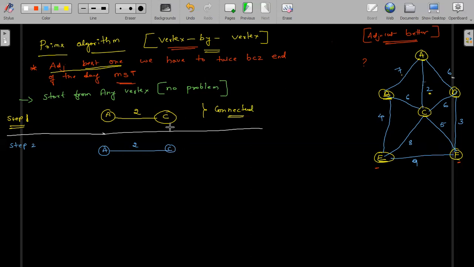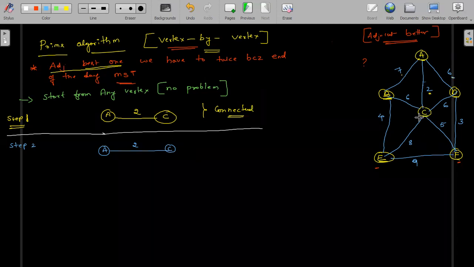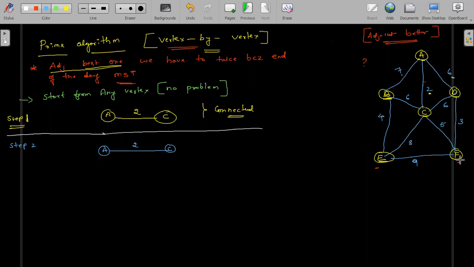But for C also I have to check. If I check for C, please observe here. I am getting the best one from C to F. That is 5. Minimum is 5. Compared to 6, this is lesser. That is the reason why I am going to connect to F.